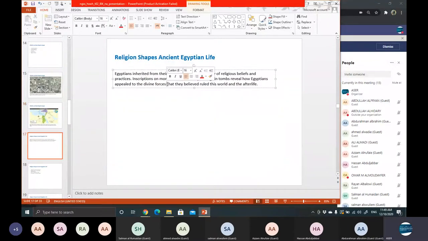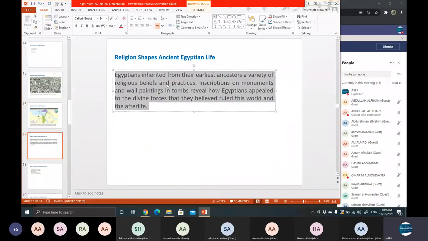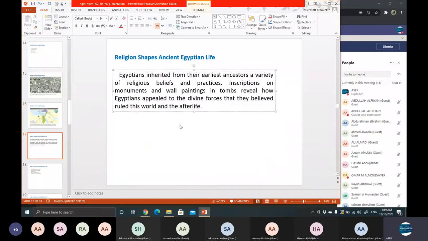What about religion? The Egyptian people are a religious people by themselves. Most of the thoughts and beliefs they had were totally connected to a divine power, and they would even sacrifice themselves for the divine powers. So Egyptians inherited from their earliest ancestors a variety of religious beliefs and practices. Also, inscriptions on monuments and wall paintings in tombs reveal how Egyptians appealed to the divine forces that they believed ruled this world and also the afterlife.